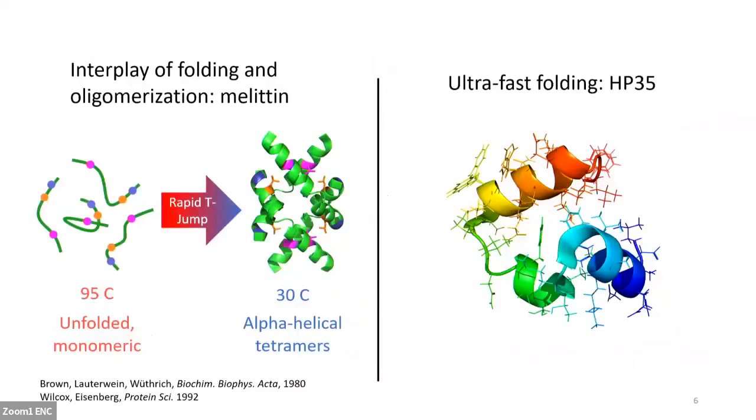So today I'll talk about 2 applications of our rapid temperature jump technique. I'm first going to talk about how we can use thermal folding and unfolding experiments to study folding and oligomerization in melittin. And then I'll talk about applications of rapid negative temperature jumps, rapid cooling experiments, to study ultra-fast folding proteins.